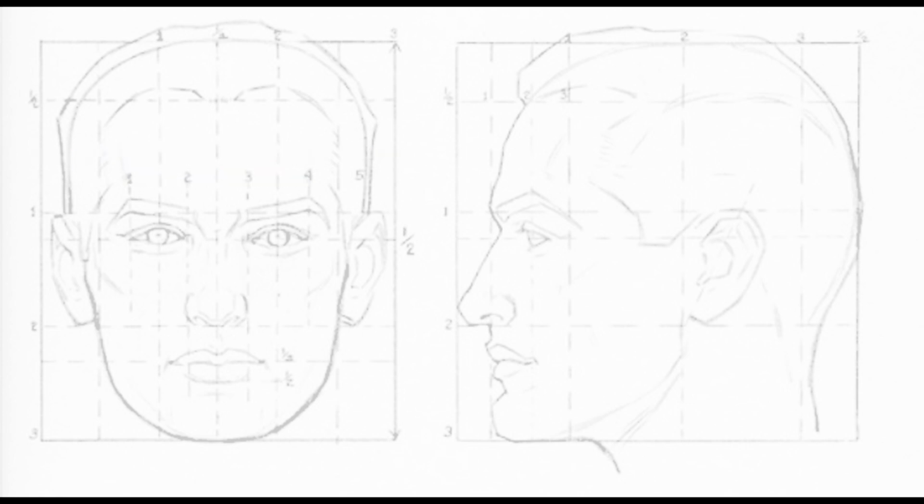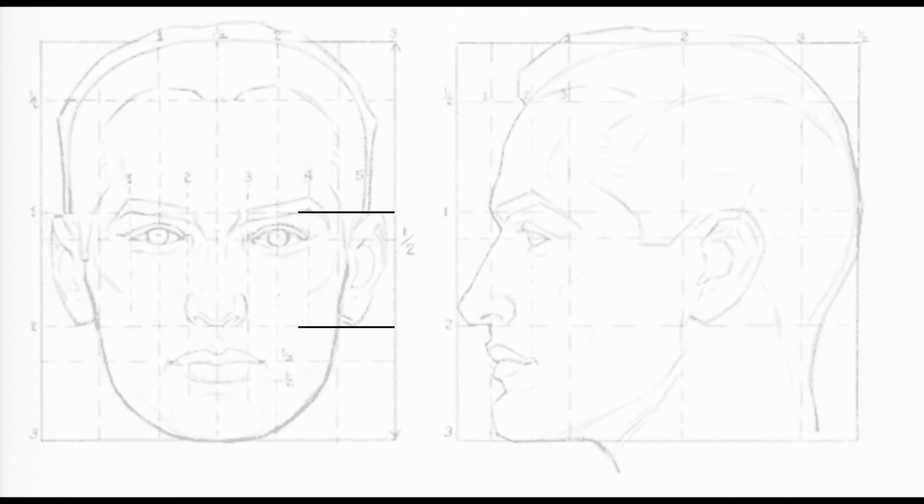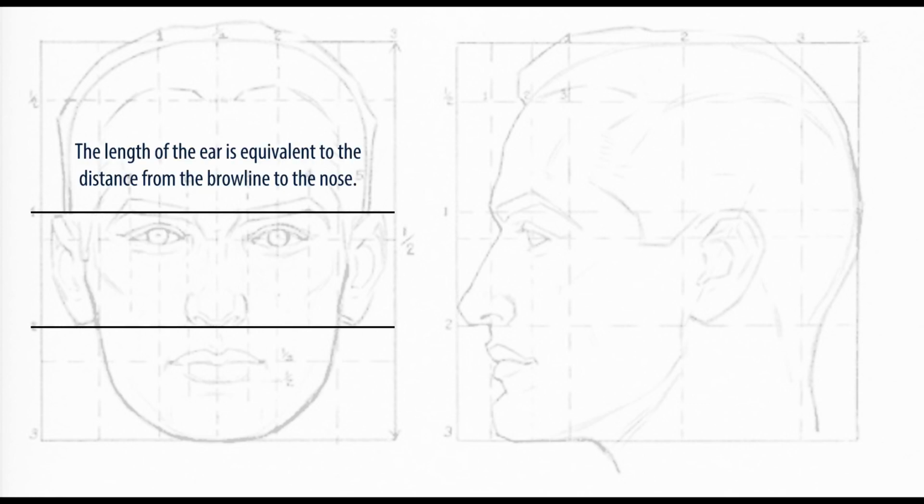Third, the ends of the lip roughly line up to the midpoint of the eyeball. The length of the ear is equivalent to the distance from the brow line to the nose.